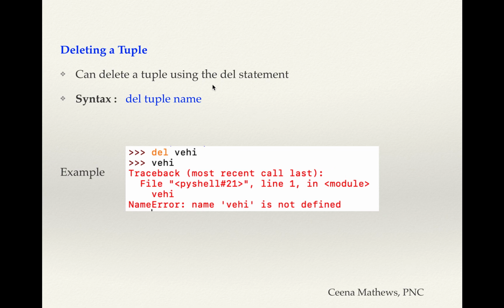Next, how to delete a tuple. You can delete a tuple using the del statement or del keyword. That is del, just give the tuple name. As you can see here, I'm deleting the vehi tuple, and then when I give vehi, since we have deleted it, it shows an error, that is, name vehi is not defined.